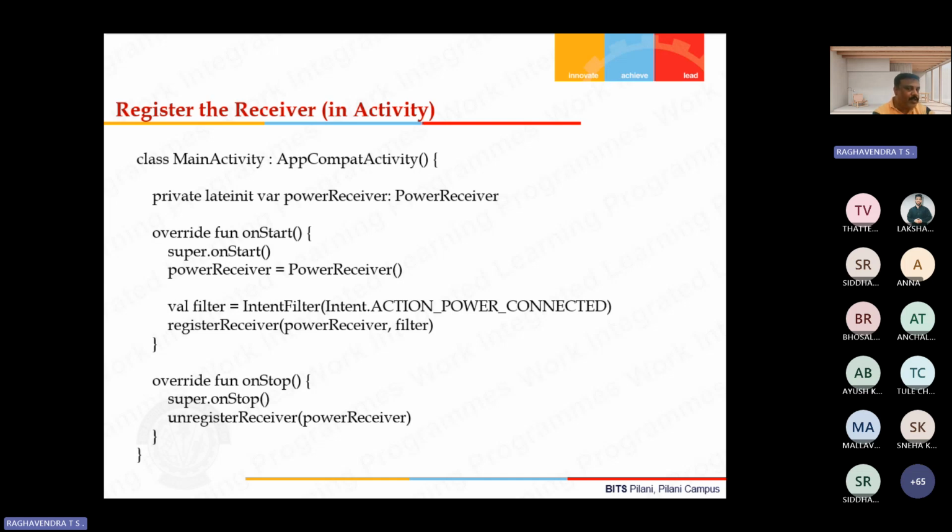Okay, so register this receiver, powerReceiver, comma, filter. That means whoever is intended will all register to that. Then in the function onStop, that will be super.onStop, and unregister the receiver, powerReceiver.